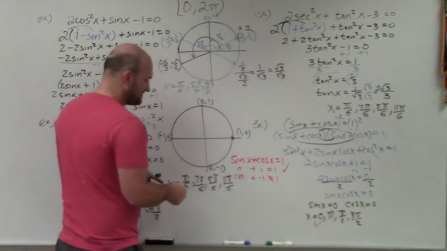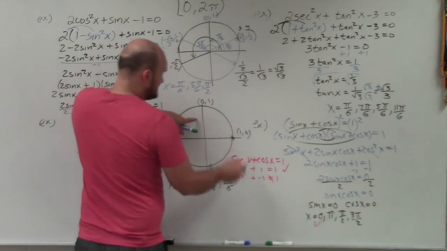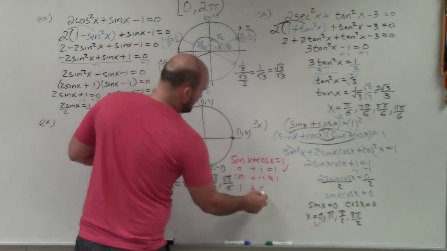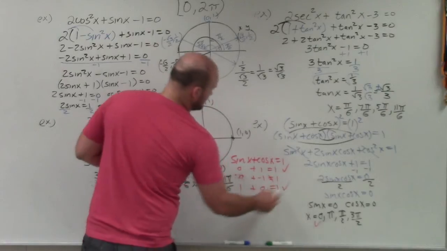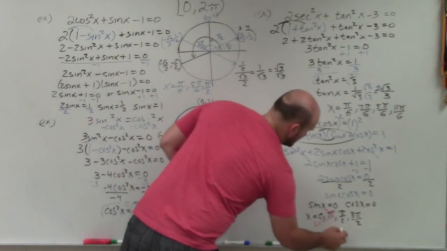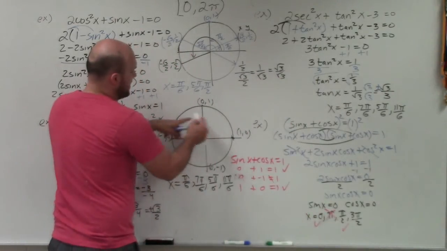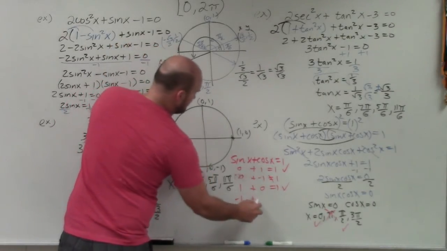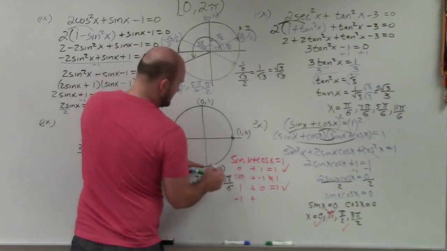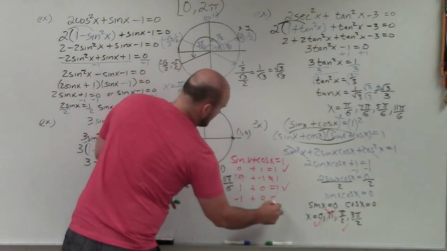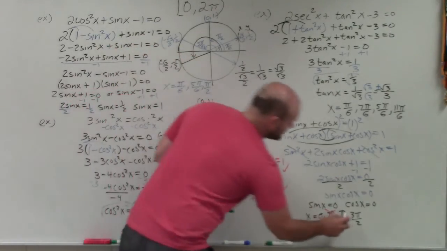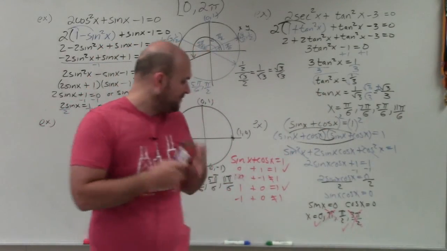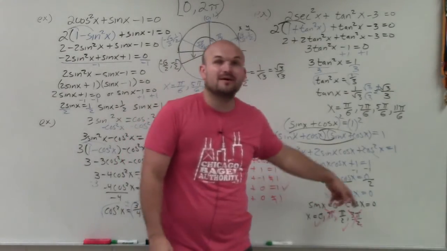Then let's go to pi halves. The sine of pi halves is 1. The cosine of pi halves is 0. 0 plus 1 is equal to 1. So that one's verified. Then let's go to 3 pi over 2. The sine of 3 pi over 2 is -1. Plus the cosine is 0. That does not equal 1. So therefore, we actually have two extraneous solutions, pi and 3 pi over 2. Therefore, our only two solutions are going to be 0 and pi halves.